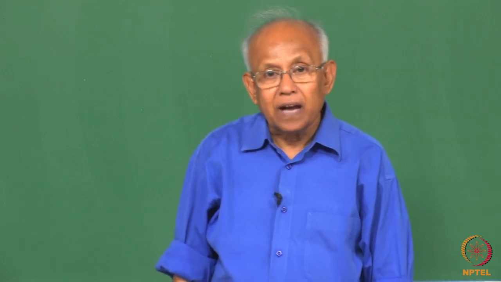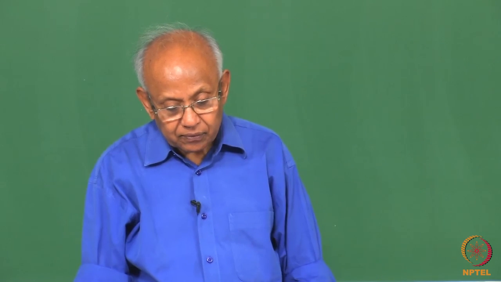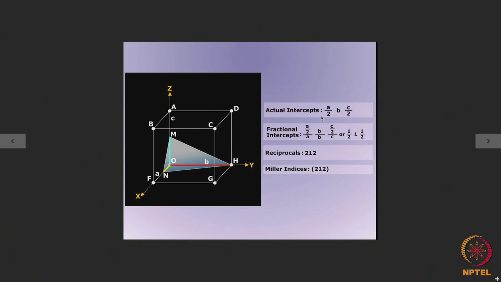Next step is to find out the fractional intercepts. So, the fractional intercepts are a by 2 by a, b by b, c by 2 by c, or half, 1 and half. What are the reciprocals? The next step, the reciprocals are 2, 1, 2. So, if we put this number within a first bracket, (2 1 2), then it becomes the Miller indices of the plane MNH.